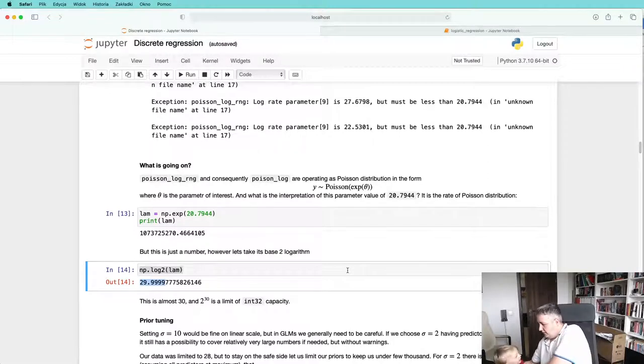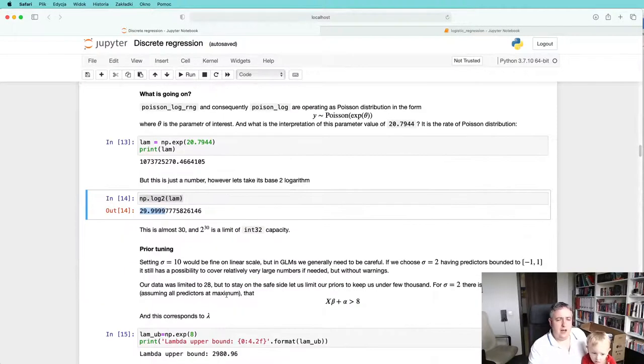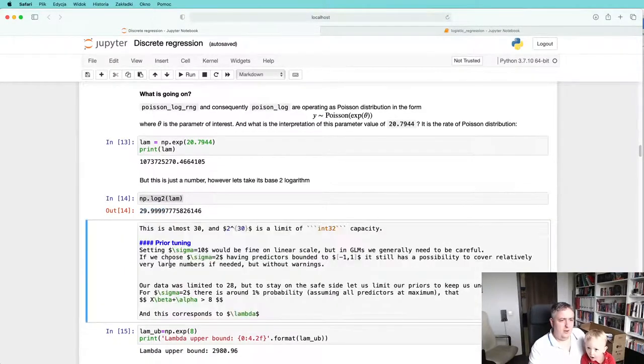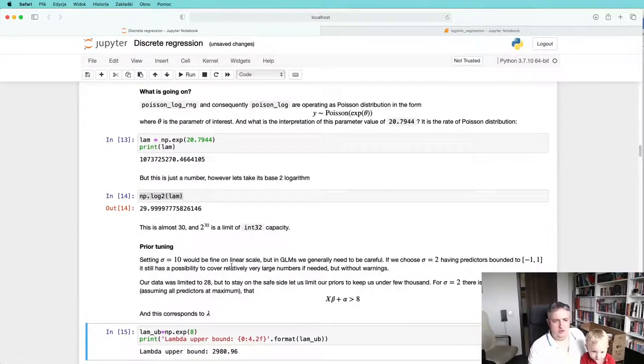Okay, so generally, what we have here is that what makes the problem? We get too large values of our distribution, and those values come from appropriately tuned priors. So we need to find what kind of value of sigma should be good on this transform scale, because on the linear scale 10 was okay, but generally in GLMs we need to be careful, because the link function will squeeze everything and we get some problems.